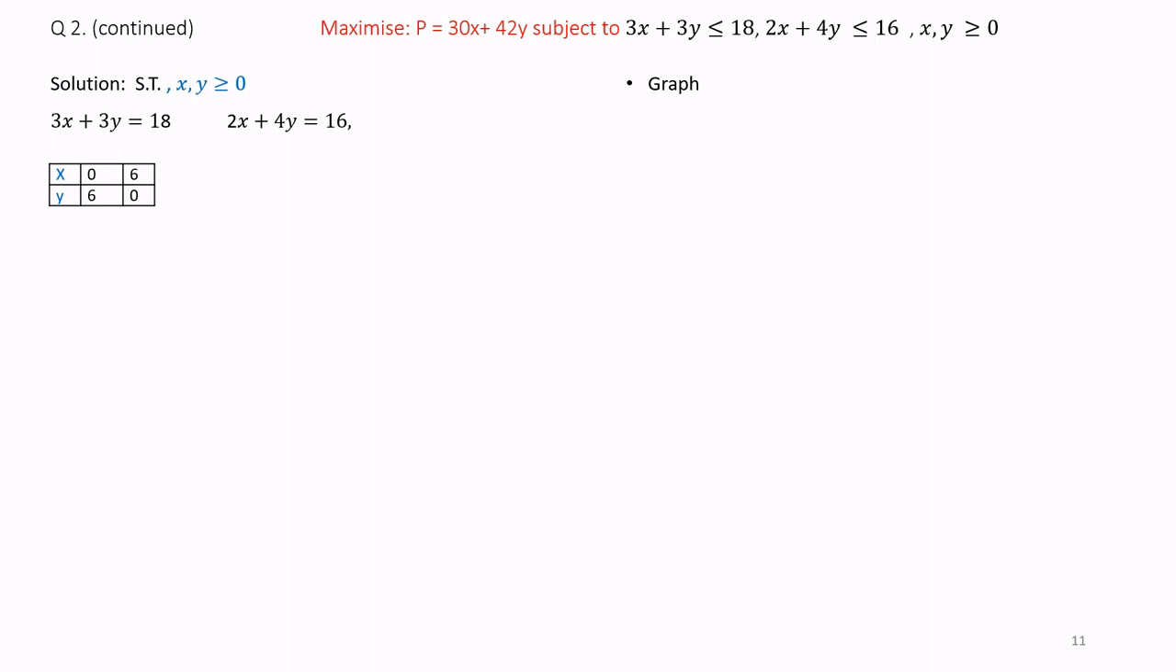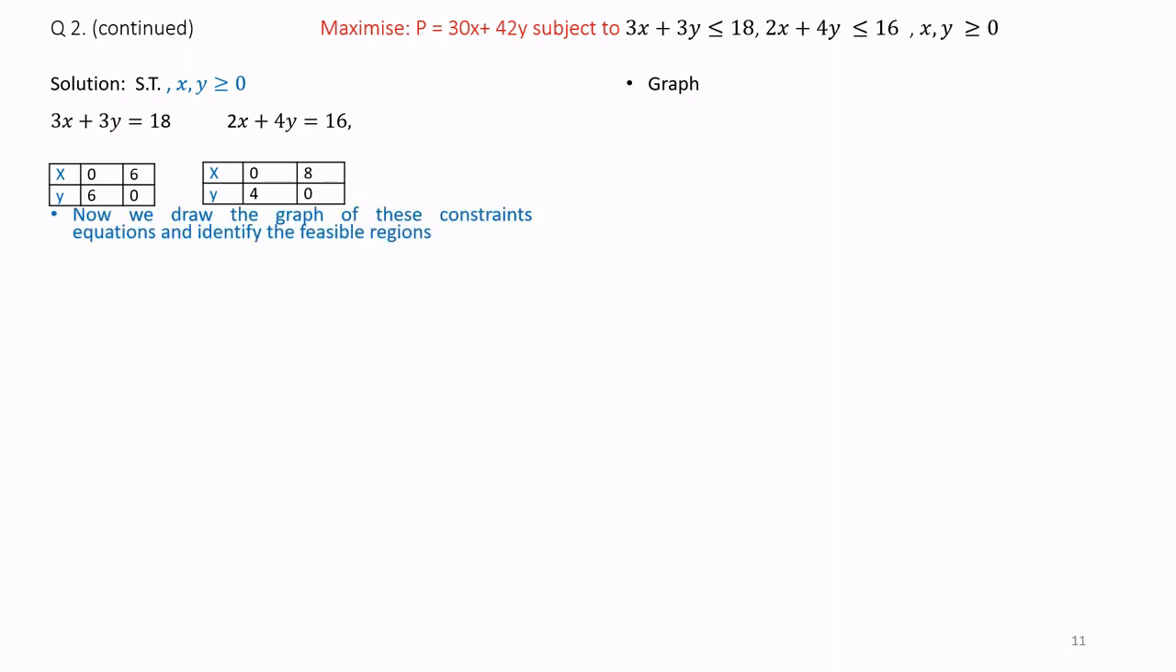Now we will find the coordinates for the next line, 2x plus 4y equals 16. If you put x equal to 0 in this equation, this term becomes 0. 4y equals 16 or y equals 16 by 4, that is 4. So when x is 0, y is 4. Now the next step is to put y equal to 0. When we put y equal to 0, this term becomes 0. 2x equals 16 or x equals 8.